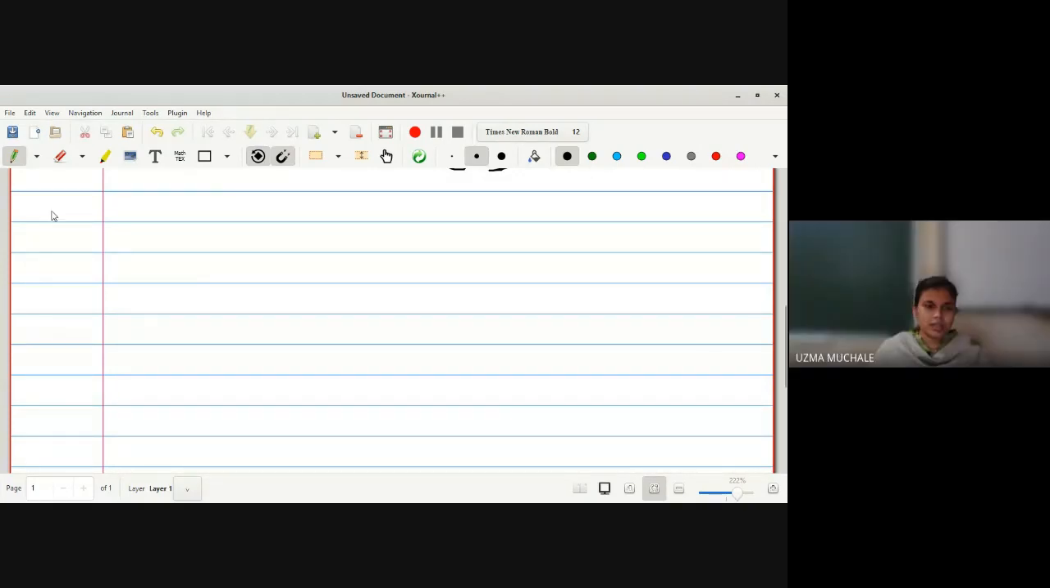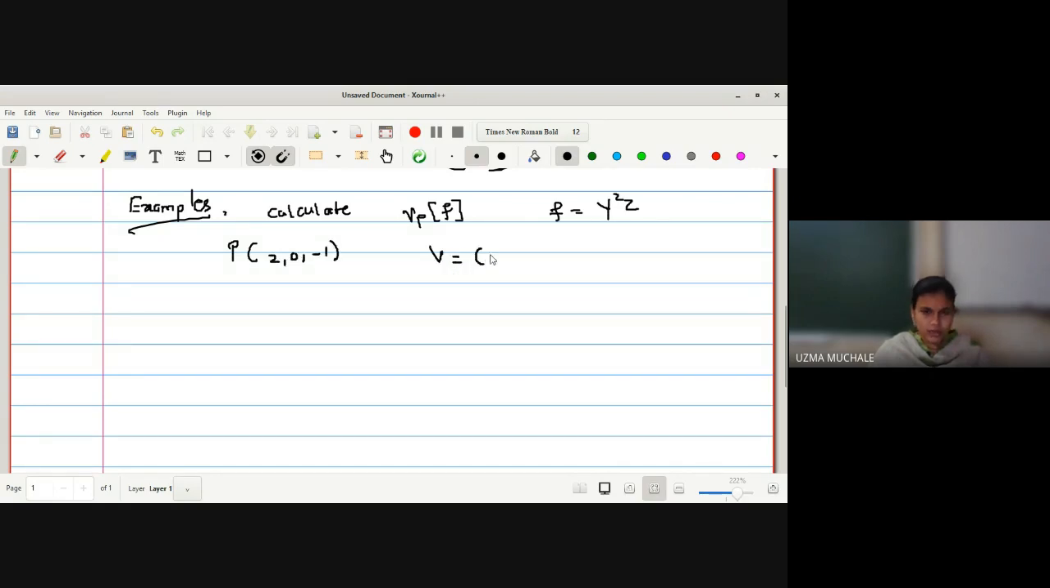Let us go for the example. I hope you are also writing these examples. Try to understand the example. Calculate Vp[f], the directional derivative of function f at a point p in the direction of v, where the function f equals y square z, with the point p. What is the point p? 2, 0, minus 1, and v, the direction of v, means what?